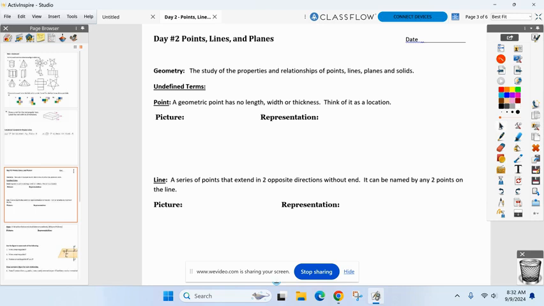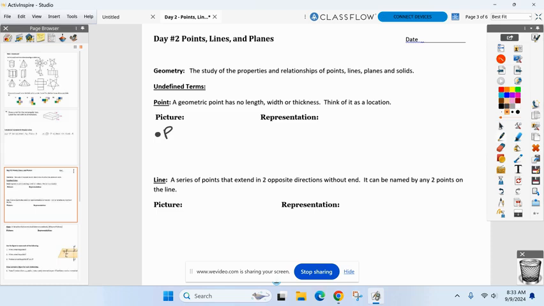First one, a point. I don't care that you know it has no length, width, or thickness, and think of it as a location. I need you to be able to draw it, identify it. So here we go. Here's our first drawing of a point. You guys have probably seen this before, right? It's a dot. But next to that dot is going to be its name, which is a capital letter. So I'm going to put a capital P there.